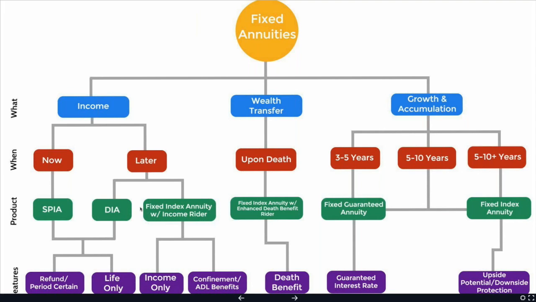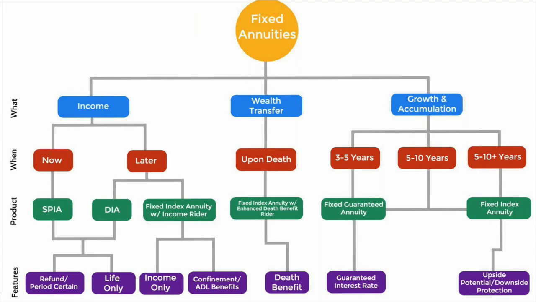But then again, for an index annuity with an income rider, they have two options. It can just be the income only, which is guaranteed for life, or sometimes there are income riders that have added benefits that we call confinement or ADL. And really what that is, it'll double the income for up to 5 years if your client becomes unable to perform 2 out of 6 ADLs.